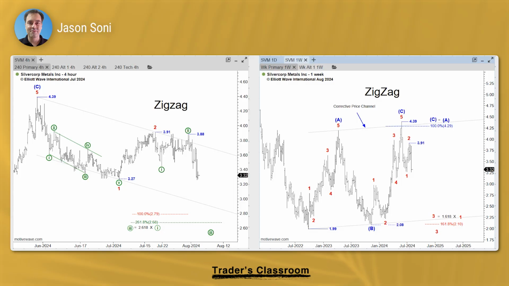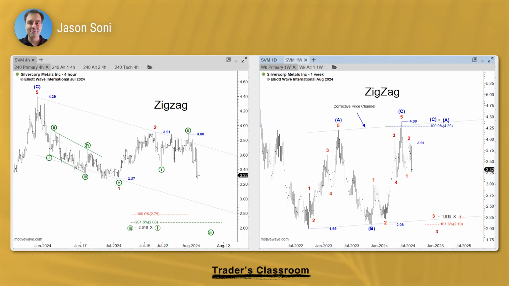But at a certain point, a three-wave move can be counted as either a zigzag or possibly a series of ones and twos. So what I want to do is just go over an example of this particular scenario and some of the things you can actually look for to help you decide which setup is actually in progress.